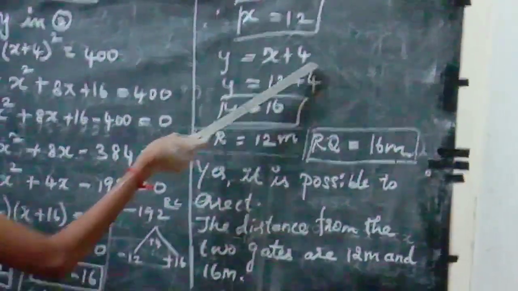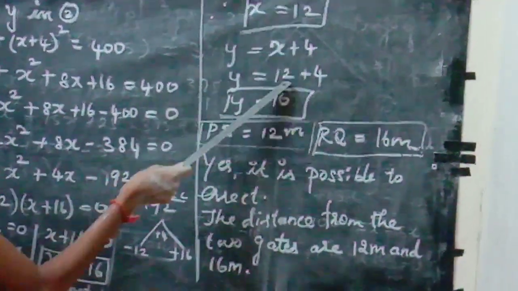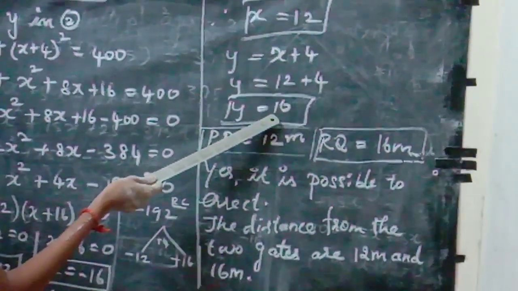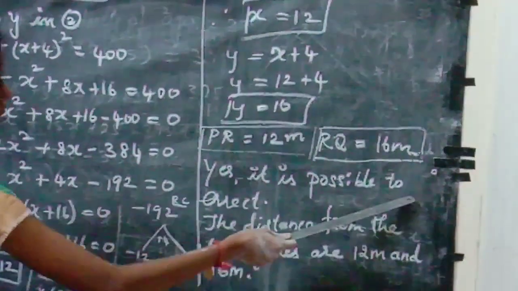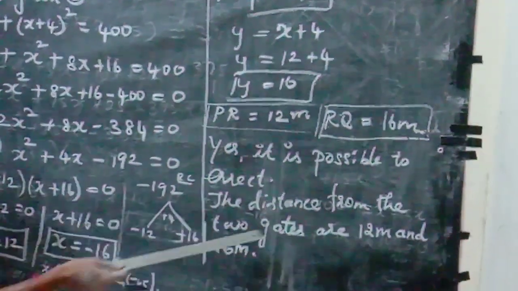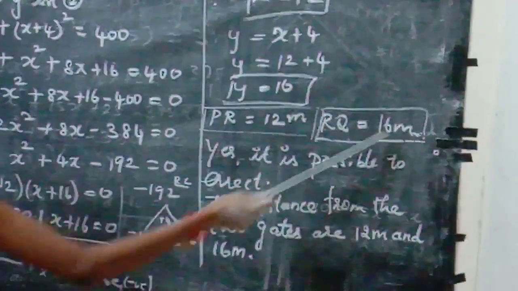y is equal to x plus 4. y is equal to, what is the x value? 12. 12 plus 4, 16. Then PR is equal to 12 meter and RQ is equal to 16 meter. Yes, it is possible to erect. The distances from the two gates are 12 meter and 16 meter.